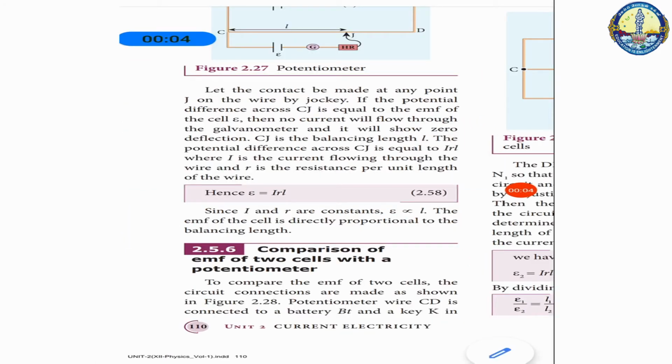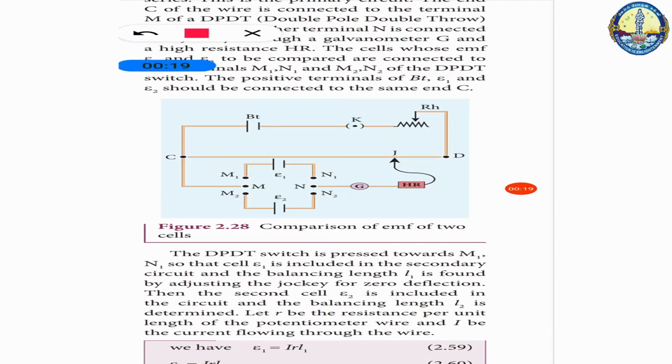Now we are going to see the topic, comparison of EMF of two cells with a potentiometer, from the unit current electricity. To compare the EMF of two cells, the circuit connections are made as shown in this figure. The potentiometer wire CD is connected to a battery and a key in series. So this is the primary circuit. The end of C is connected to the wire terminals M1 and M2.